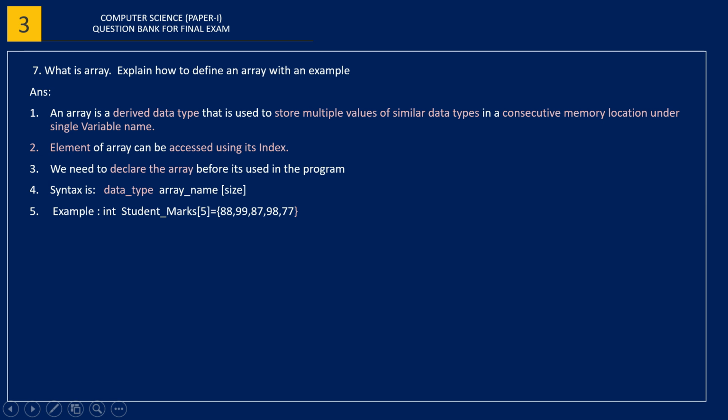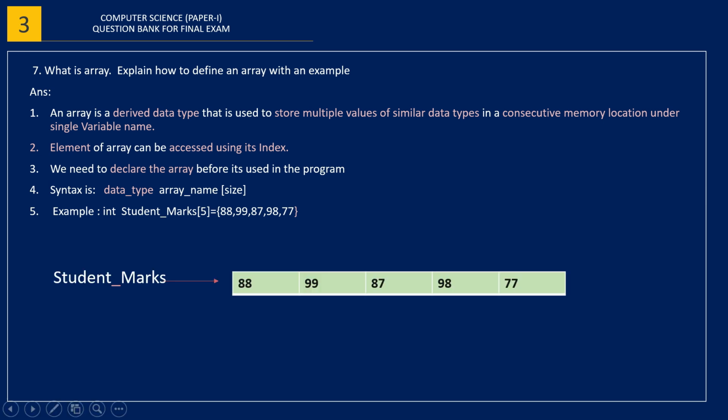So why are we saying derived data type? Because this is derived from integer. So it depends whether you use integer, string, whatever it may be. So that is the reason we call it a derived data type. And in the curly brackets we have given the values which are stored into the studentMarks array. They are basically comma separated values.